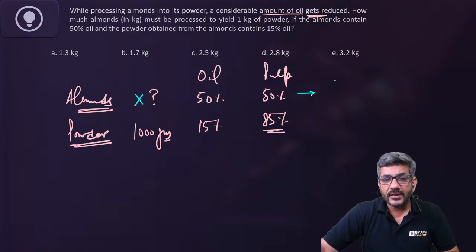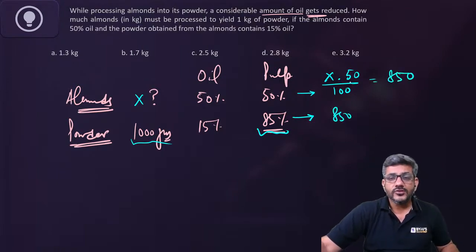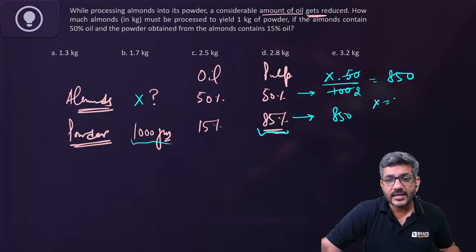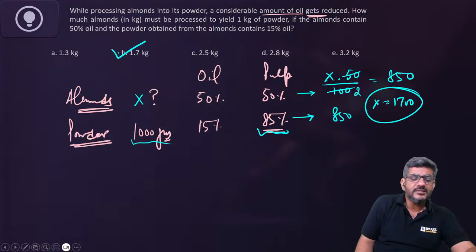So pulp here is 50% of x, right? And pulp here is 85% of 1000. और ये तो दोनों सेम ही होने चाहिए. Pulp is not changing, right? So by this logic, I am getting x as 1700. Straight away, I can say it is 1.7 kg as my answer. Simple.